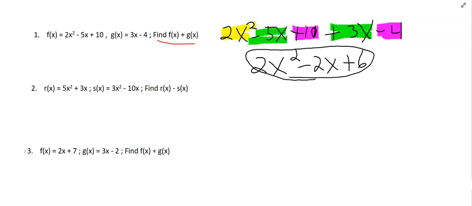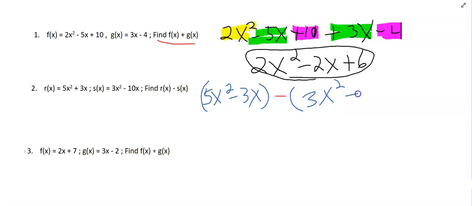Subtraction has an additional step. For subtraction, the order is important. So I'm going to start with 5x squared minus 3x. That's my r of x. And I want to subtract 3x squared minus 10x.